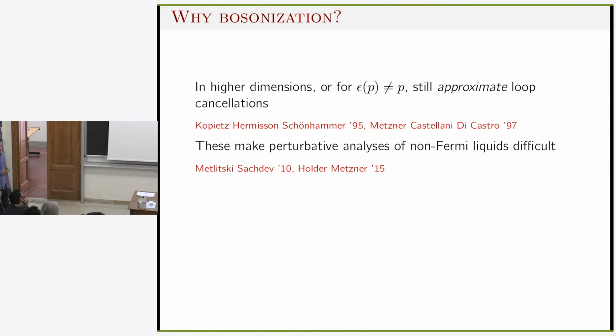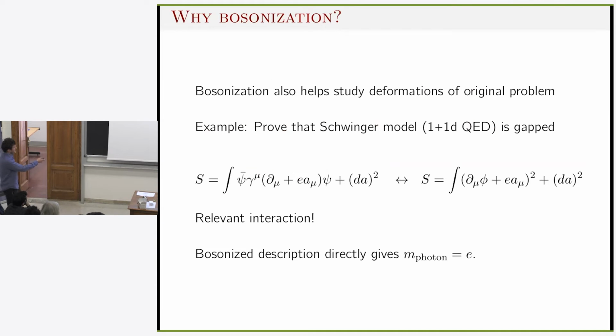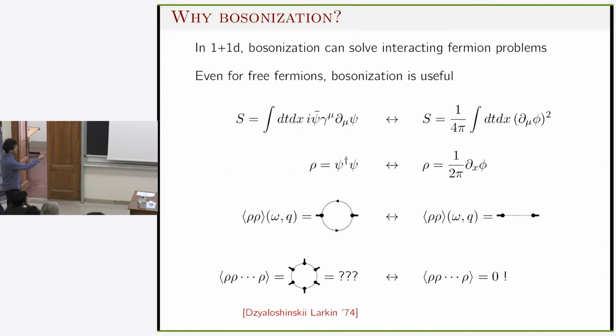This was one dimension. In higher dimensions, things are not as simple. So you don't have these exact bosonization maps, but there's still a kind of remnant of these. And by the way, the fact that this Schwinger model is solvable on the left-hand side, you can understand as coming from the fact that these loops all cancel for more than 2 insertions.